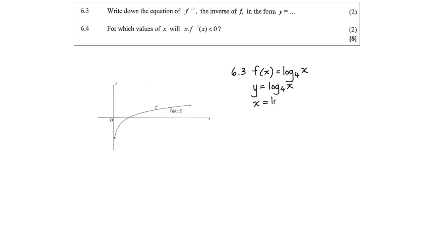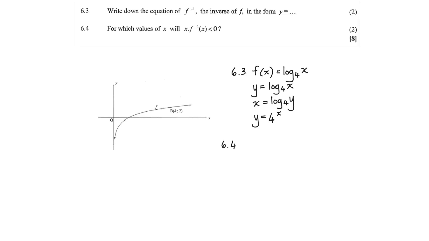So if y is equal to log base 4 of x, you swap x and y, and then x is log base 4 of y. And now you have to make y the subject of the equation, so we are going to write it in exponential form, and then y is equal to 4 to the power of x. And this is then the inverse of the function f. Let's look at the mark allocation. You get 1 mark for swapping the x and y, and 1 mark for the final answer, y equals 4 to the power of x. Let's now look at question 6.4.